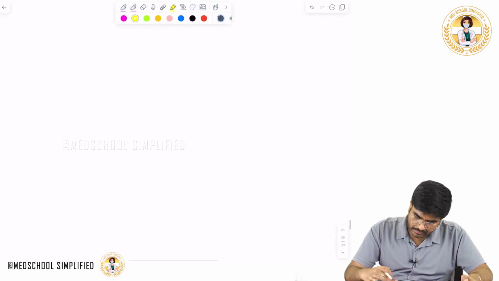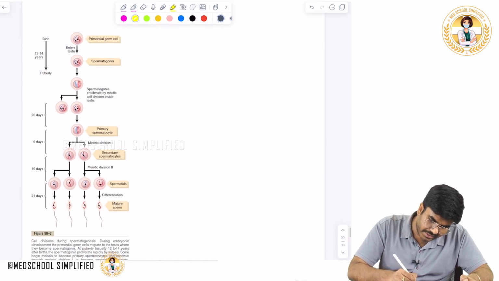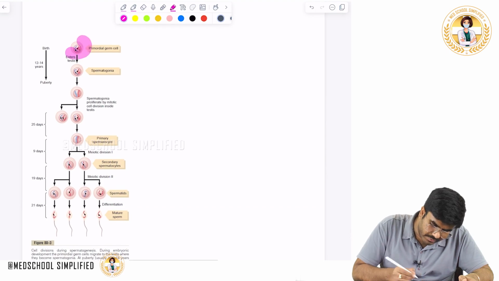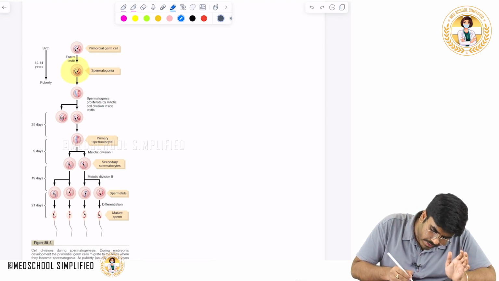After this, look carefully here. Let me show you spermatogenesis step by step. First, you are going to have the primordial germ cells. The primordial germ cells later will be converted into spermatogonia. I have told you where the spermatogonia are present. Spermatogonia are present in the basal compartment.